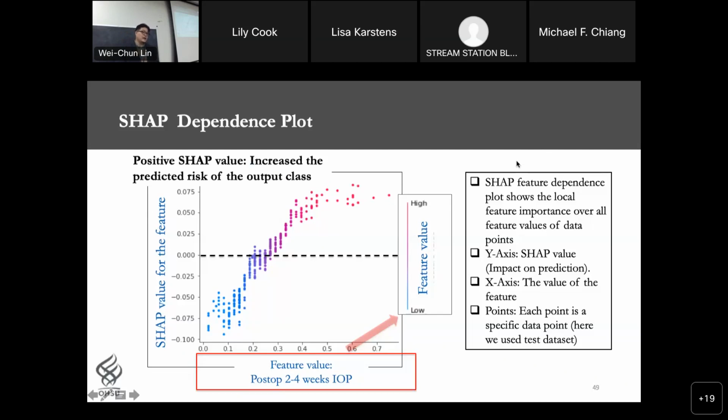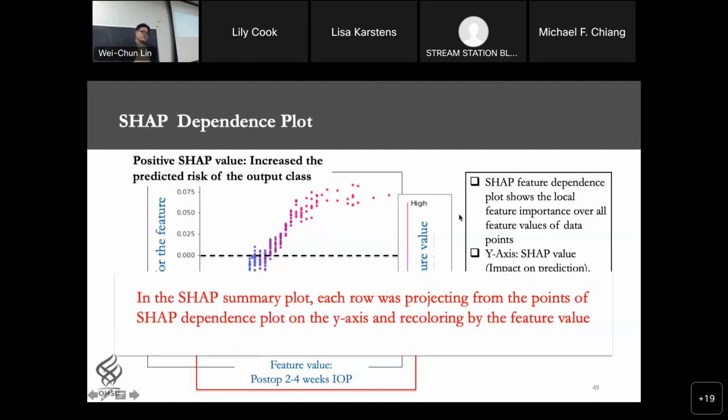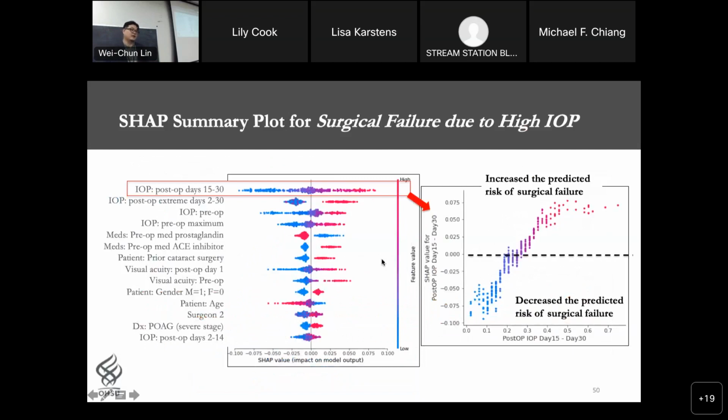In the dependence plot, a positive SHAP value means increased predicted risk of the output class, and a negative SHAP value means decreased predicted risk of the output class. Actually, in the SHAP summary plot, each row is projected from the points of the SHAP dependence plot onto the y-axis and recolored by the feature value. In the following slides, we will show several summary plots and dependence plots about our important feature findings in the random forest model. Here is again the postoperative week 2 to 4 IOP measures.